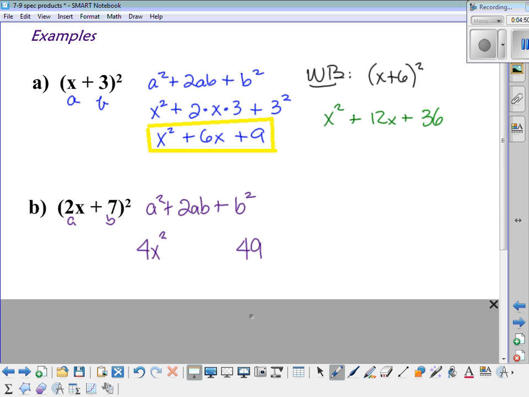And then in the middle, you just do 2x times 7, which is what? 14x, and then double it. 14 times 2 is 28. So you double it and you get 28x. And these are all plus signs on this one, so we just make them all plus signs. All right? Let's try another one on your whiteboards.